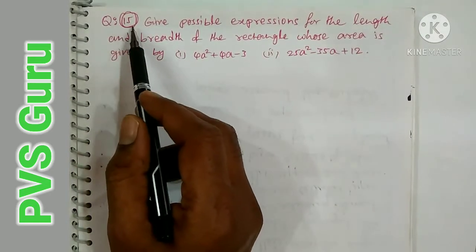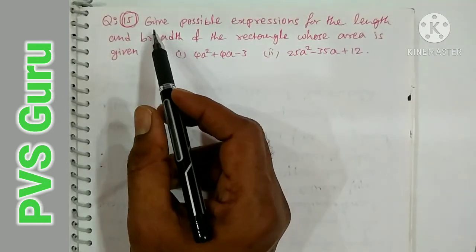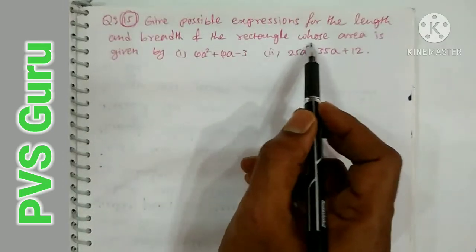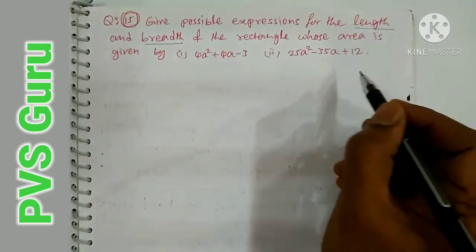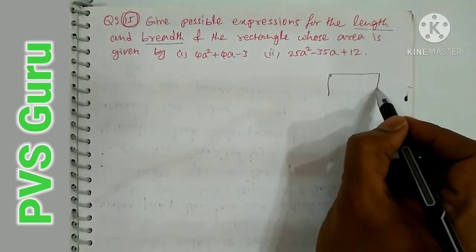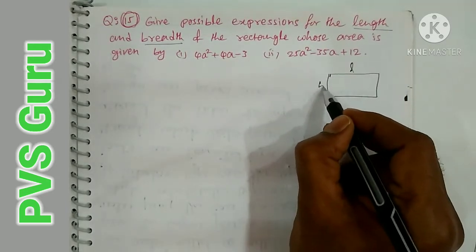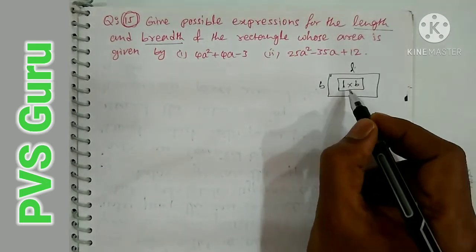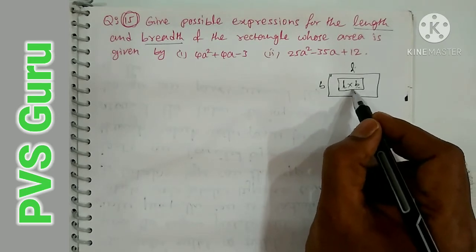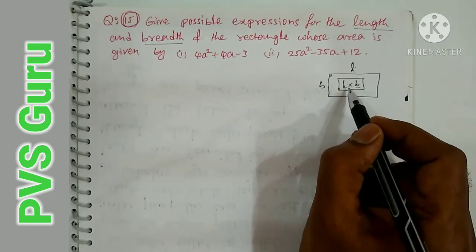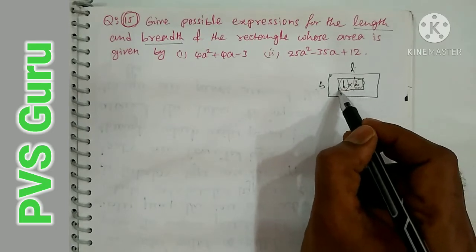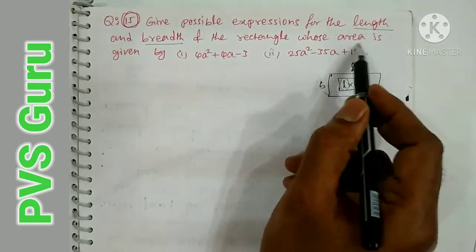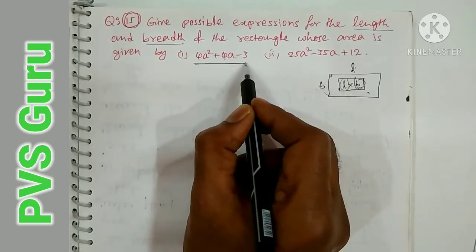Here question number 15, this is a very interesting question and very easy question also. Give possible expressions for the length and breadth of the rectangle. Remember, this is the rectangle, this is the length, this is the breadth. Length into breadth is called the area of the rectangle. You remember this. So when you have the two products multiplied, it will give the area of the rectangle. Here the rectangle is given whose area is given. This is the total area of the rectangle.